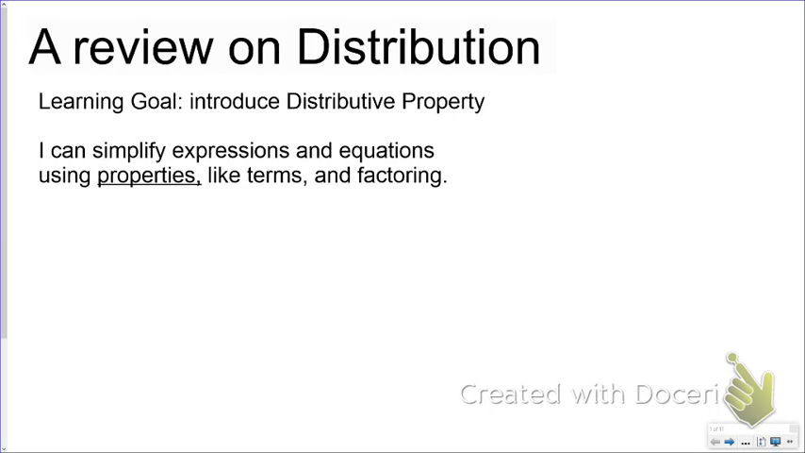This video is going to review distribution. This is a property that many students are already familiar with. The learning goal is to introduce the distributive property, why we need it, and how it's used. And that comes from the learning target: I can simplify expressions and equations using properties like terms and factoring, with the emphasis on the distributive property.